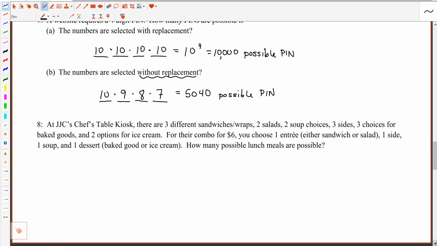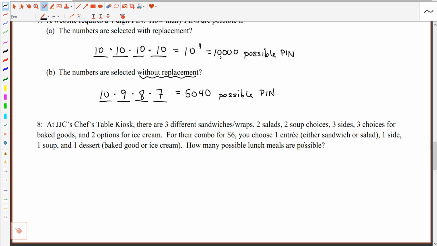And in this next one, we're going to use the counting principle, but this one we're going to have to be a little bit more careful with some of our counts. So it says at the JJC Chef's Table Kiosk, there are 3 different sandwich and wraps, 2 salads, 2 soup choices, 3 sides, 3 choices for baked goods, and 2 options for ice cream. Now for their combo meal that's for $6, you choose 1 entree, which means you can either choose a sandwich or a salad, 1 side, 1 soup, and 1 dessert, either a baked good or ice cream. And the question is, how many possible lunch meals are possible?